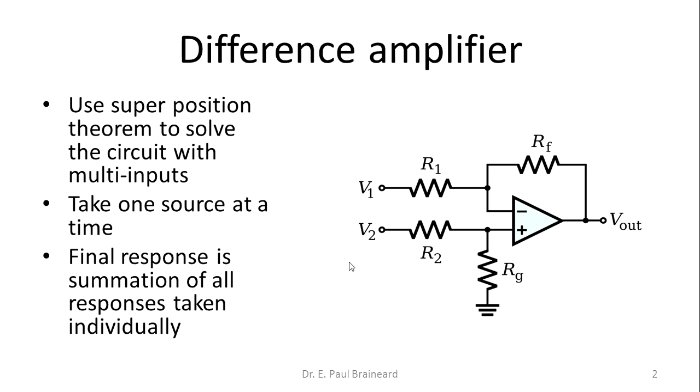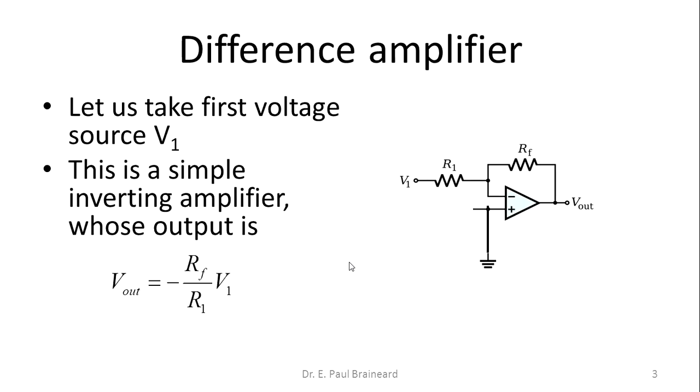Well, let us take only the first voltage source V1. When you take only one voltage source, the other voltage sources are obviously to be grounded. So when I ground the voltage source V2, the operational amplifier circuit will look like this. Now, this looks like a simple inverting operational amplifier whose output Vout is given by minus Rf by R1 into V1. So this response, or output, is because of only one voltage source, V1.